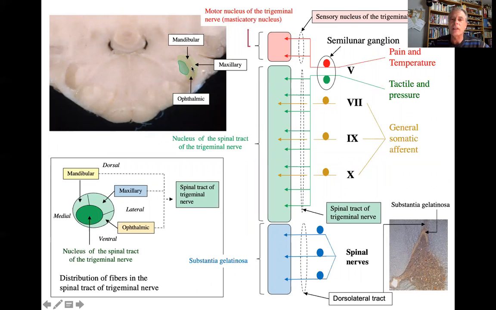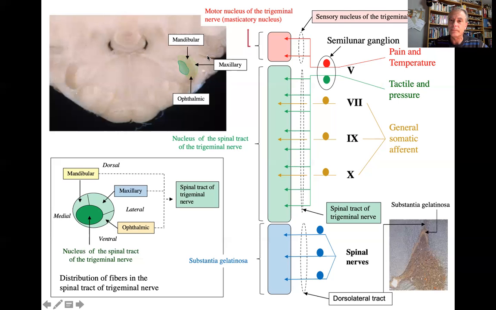So let's go to this tract that is very, very important. This is a summary, okay? And what it represents, here you see very easily on a dissection, right? You see the spinal tract and the nucleus. And this spinal tract is somatotopically organized. So somehow the fibers that go to the most dorsal portion are from the mandibular nerve, on the dorsolateral from the maxillary nerve, and ventral from the ophthalmic nerve, right? And here we have the nucleus of this spinal tract of the trigeminal nerve.